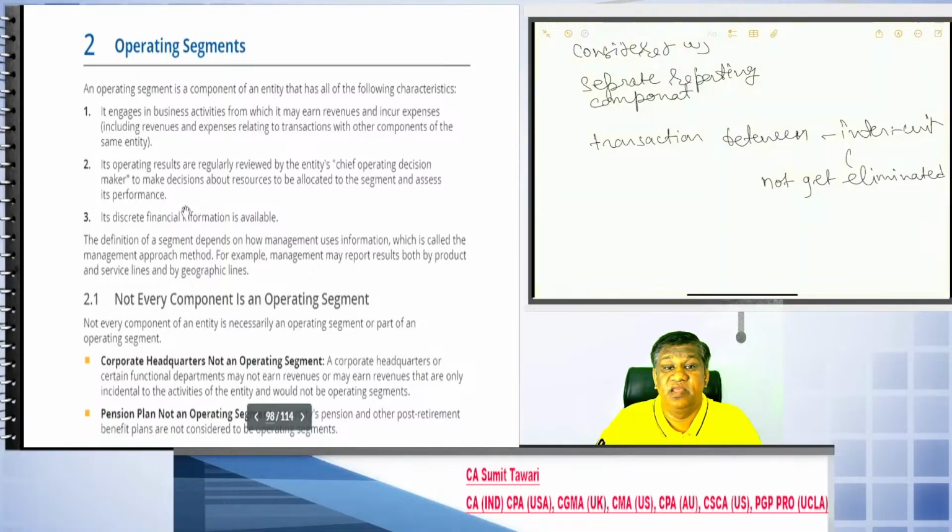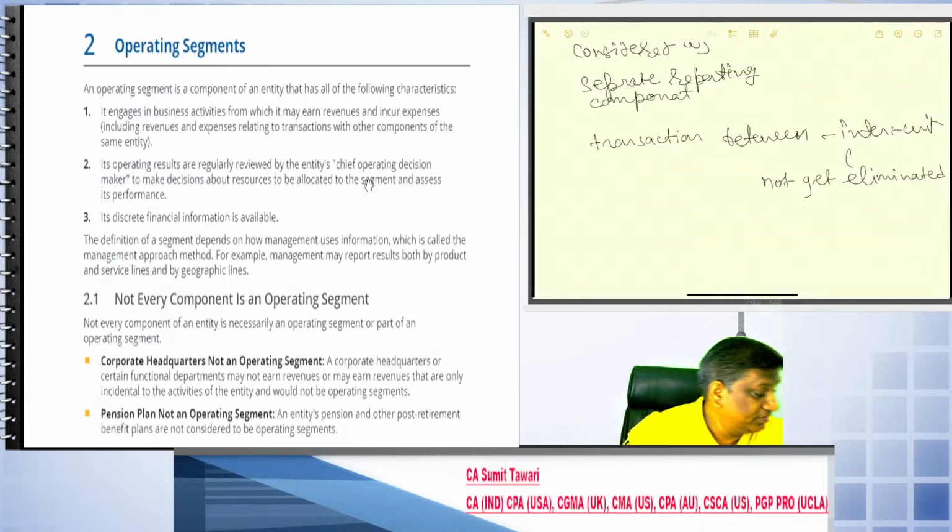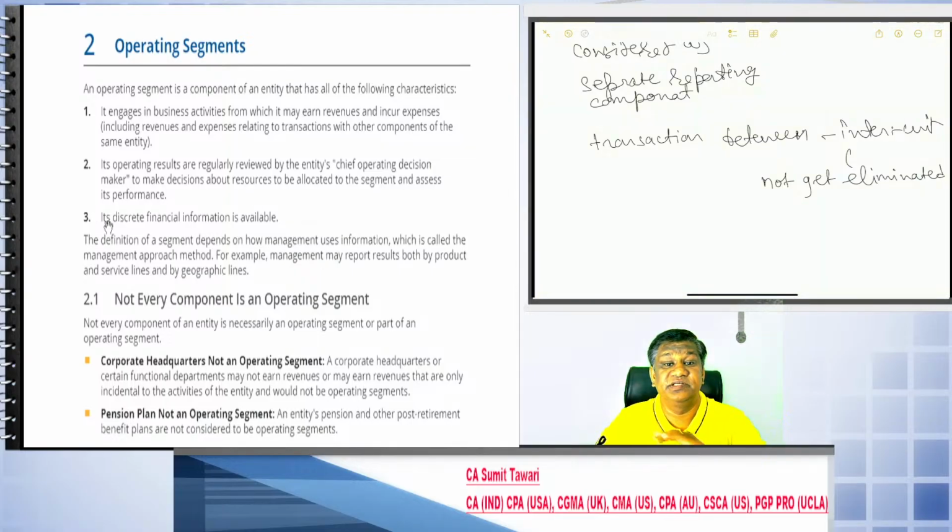Operating segment. An operating segment is a component of an entity that has the following characteristics. It engages in a business activity from which it may earn revenue and incur expenses, including revenue and expenses related to transactions with other components of the same entity. Its operating results are regularly reviewed by the chief operating decision maker to make decisions about the resources to be allocated to the segment and assess its performance, and its discrete financial information is available, meaning separate financial information is available.